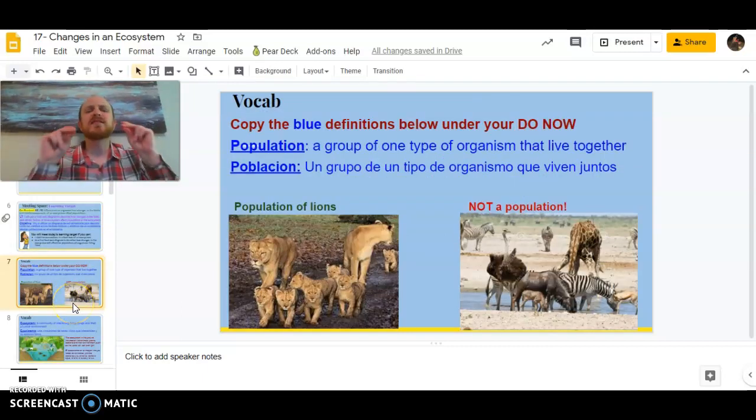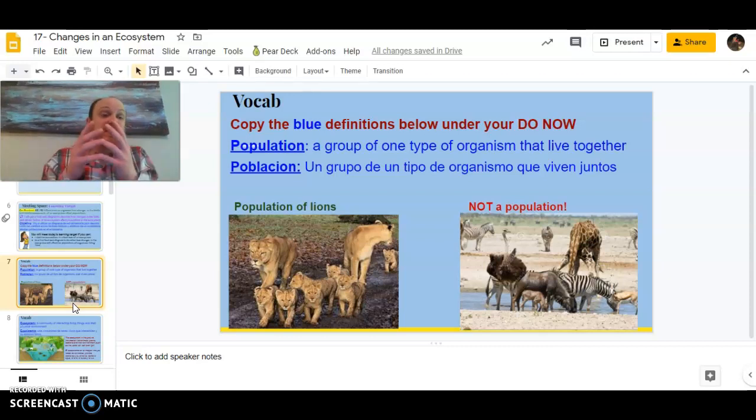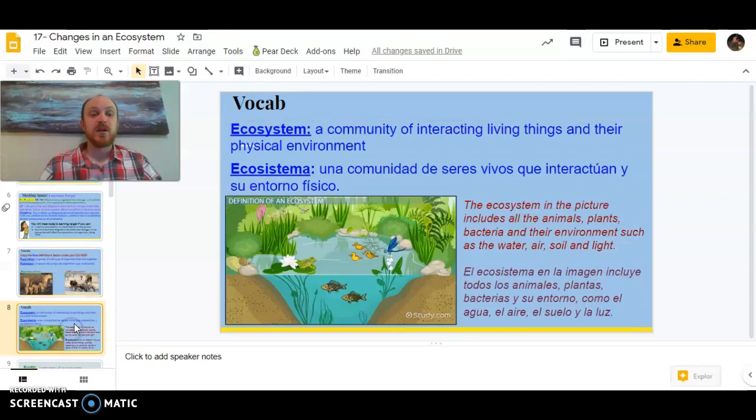Okay, so remember this idea of a population. We looked at this before. A population is one group of one type of organism that live together. This is a population of lions. There's a family, a pride of lions living together in, let's say, South Africa. And over here on the other side, not a population, because I see an ostrich, I see a wildebeest, a zebra, I see a giraffe. Those are many different organisms. They all live together, but there's different species, so not a population.